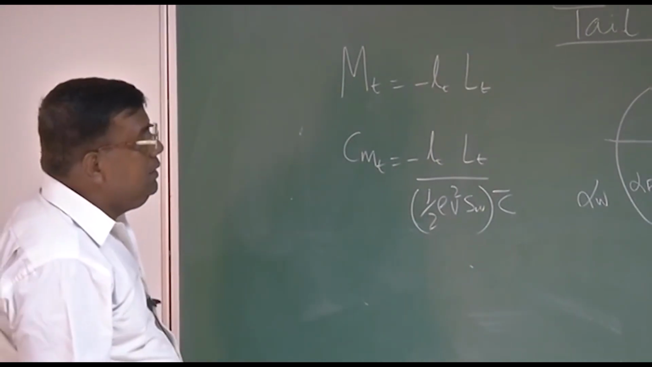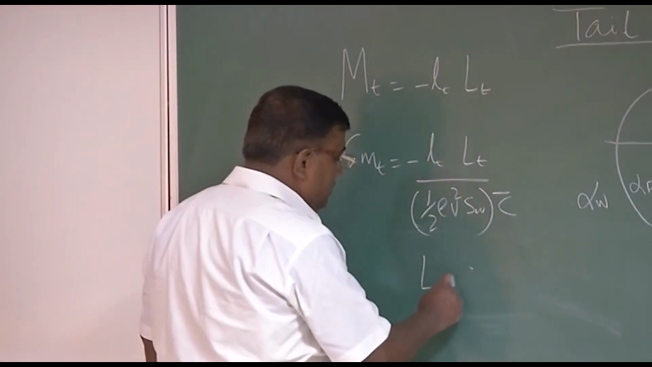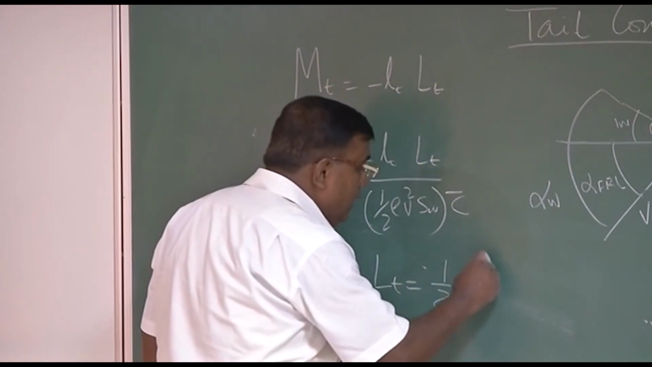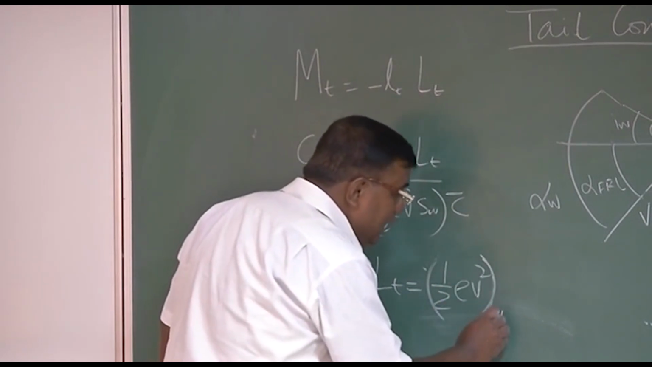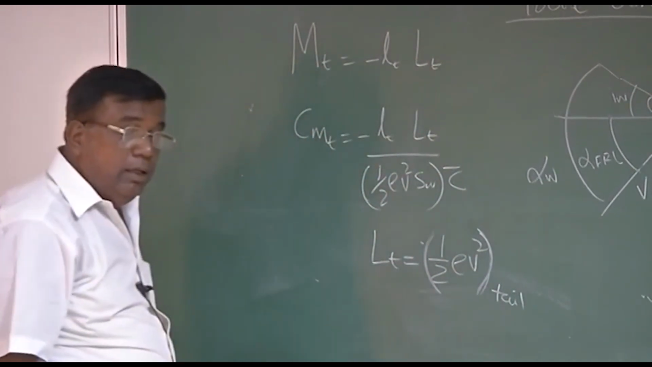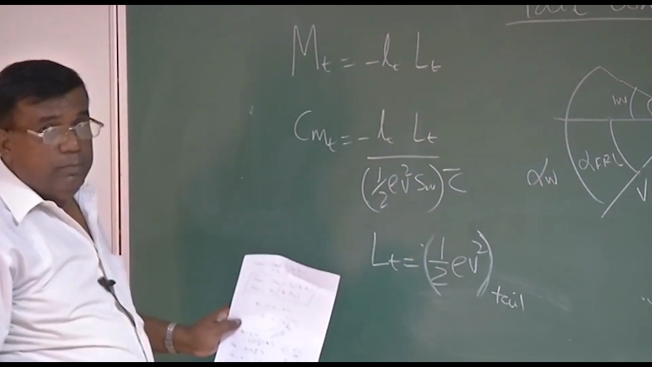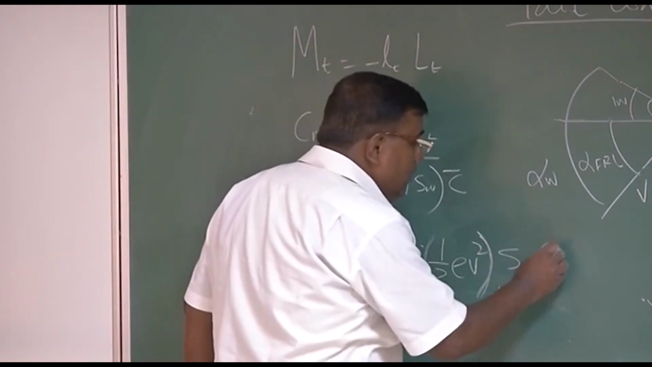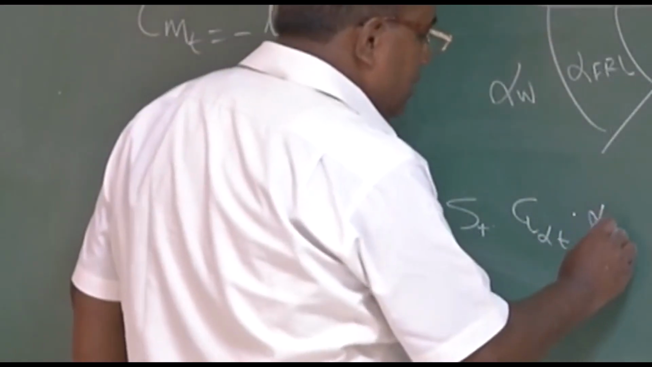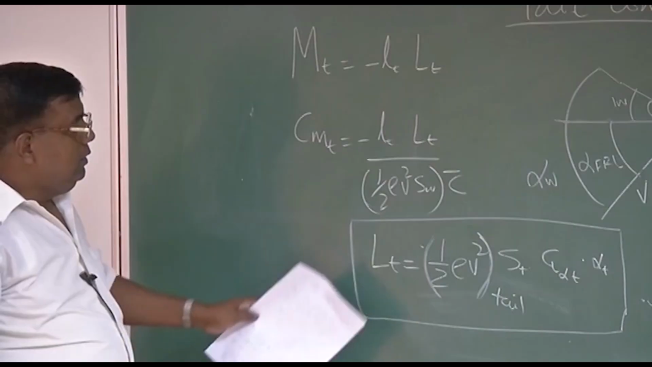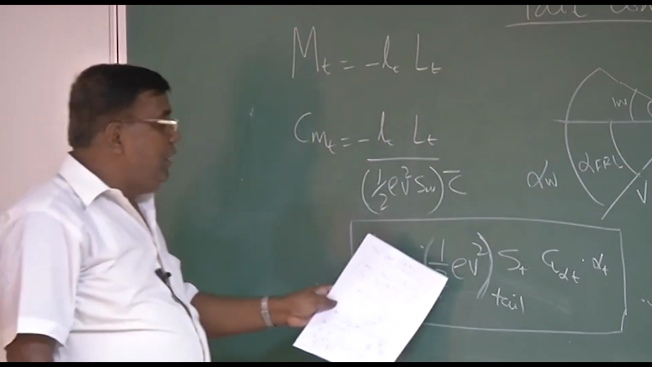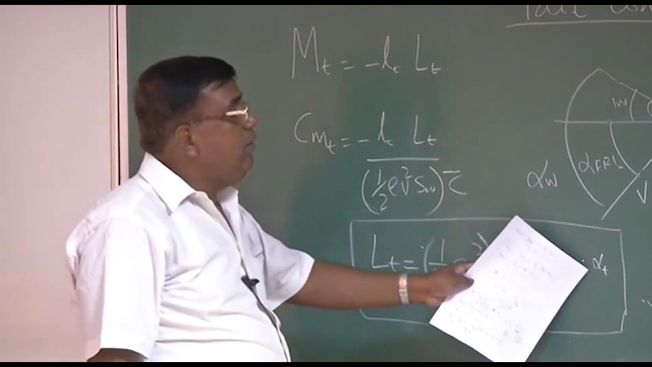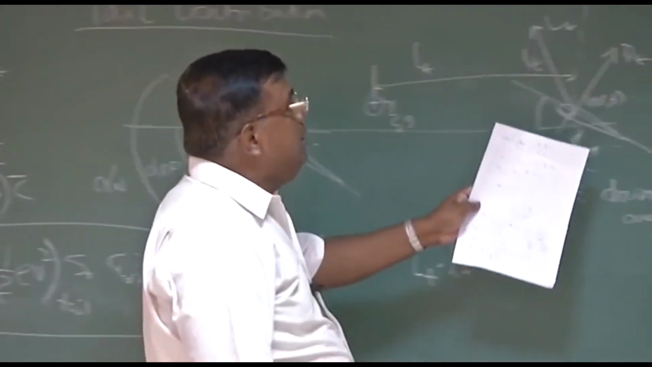And what will be my LT? Lift at the tail will be what? That will be half rho v square. This is important. At tail, dynamic pressure at tail, which will not be same as dynamic pressure free stream. So I'm telling you, lift will depend upon the local condition. Into S tail, into CL alpha tail, into alpha tail, right? This is clear? Lift at the tail will depend upon the dynamic pressure at the tail, which is half rho v square tail, into S tail, into CL alpha tail, into alpha tail. And alpha tail, you know, is nothing but this expression.